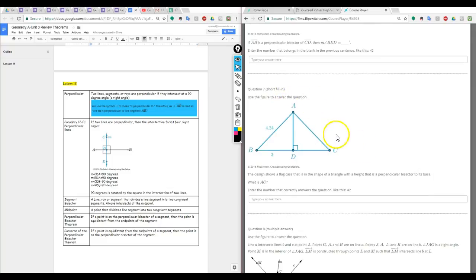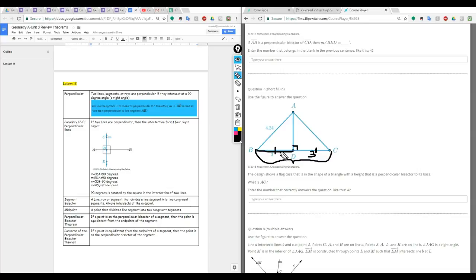To use the figure to answer the question, the design shows the flag case that is in the shape of a triangle with a height that is a perpendicular bisector to its base. What is AC's length? Okay, so we know that it's a perpendicular bisector, which means it's 90 degrees, and that it cuts the segment in half. So BD is half of the total length of BC. So that means DC is 3. There we have two sides that are the same.